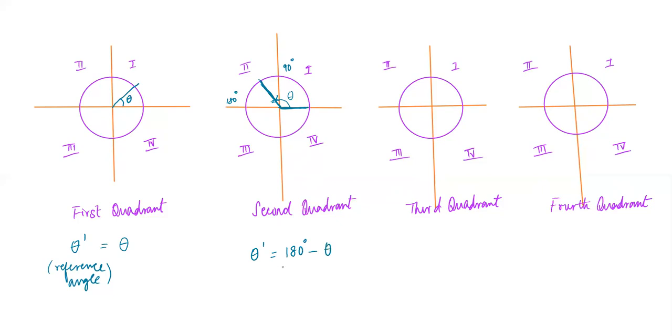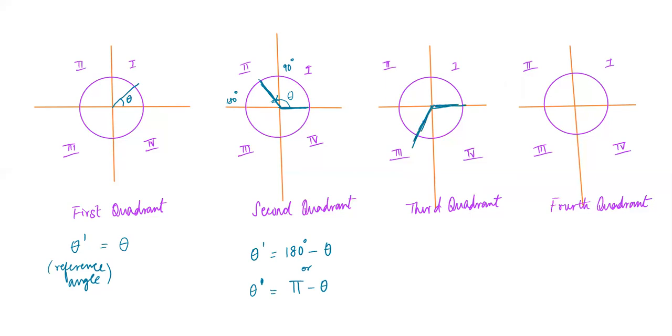Or if you are using radians, 180 degrees is pi, so theta prime would be pi minus theta. So let's say theta was 120 degrees. To find its reference angle, the reference angle would be 180 degrees minus the 120 degrees, which is 60 degrees. So theta prime would be 60 degrees. Then we have the third quadrant. Let's say your angle was now in the third quadrant, somewhere here.